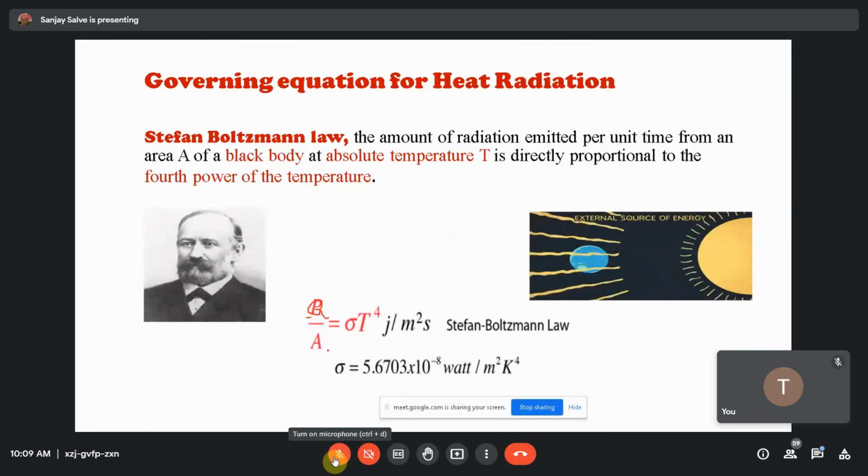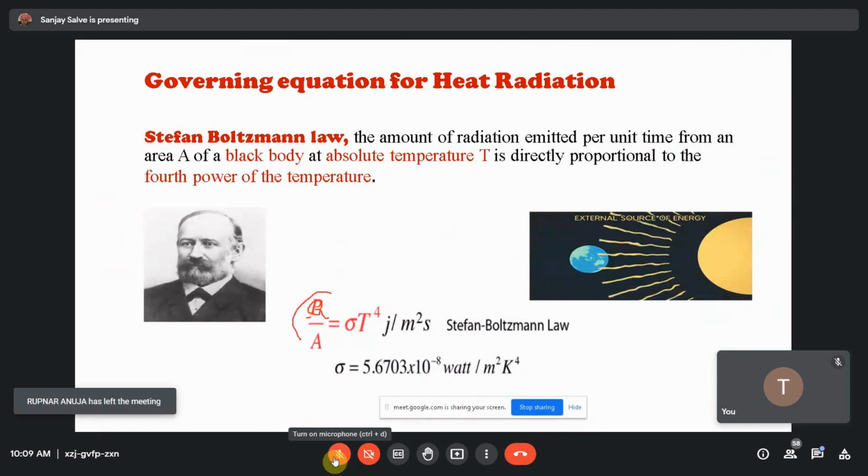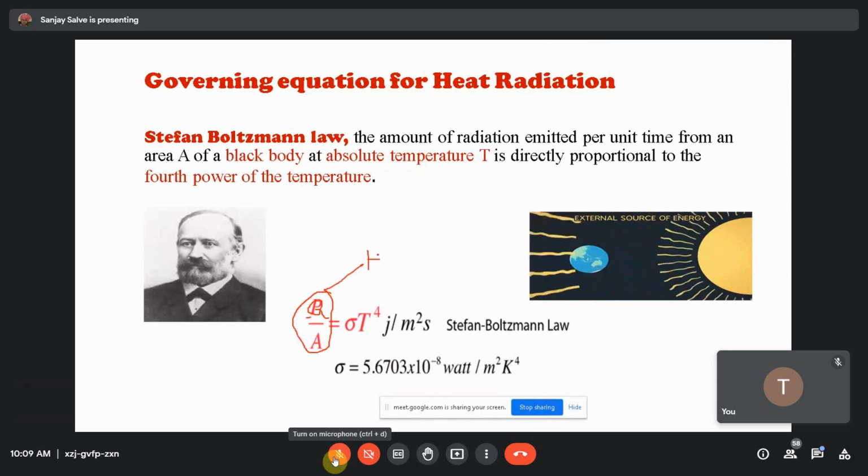So Q upon A, that is nothing but the heat flux. Sometimes this one is called heat flux. Instead of only Q as the heat rate, this one is heat flux. Heat transfer per unit area.